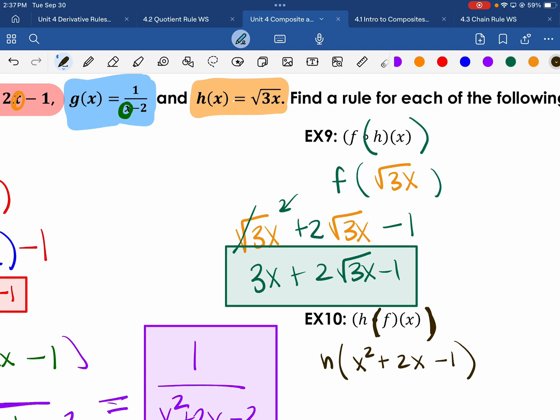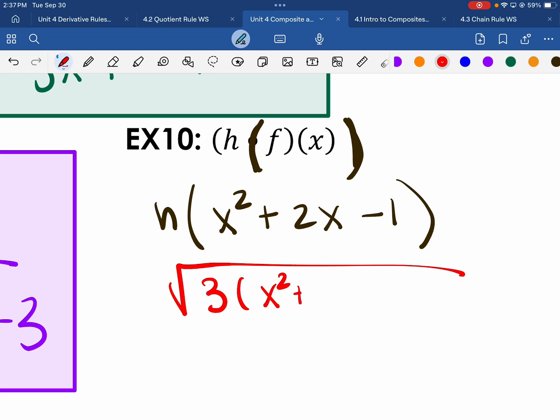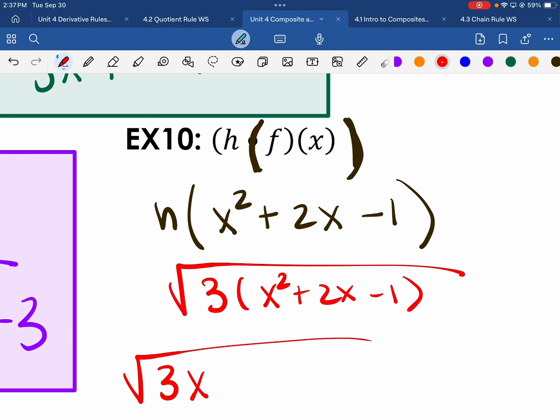So the h function, what does it start off with? A square root and then the 3. And then in place of x, we're not going to write x. We're going to put x squared plus 2x minus 1. And what could I do to simplify that? Yeah, multiply everything by 3.